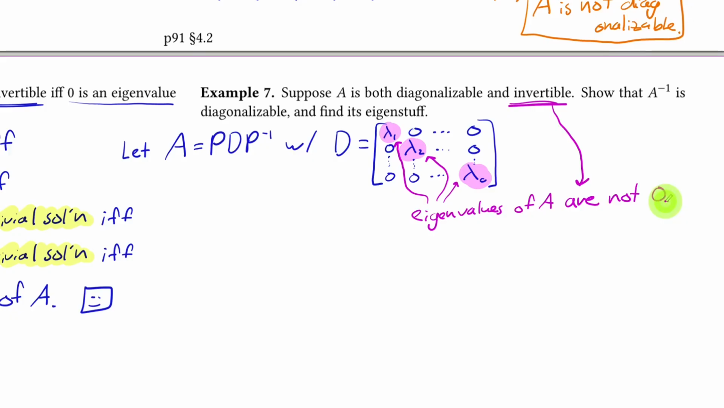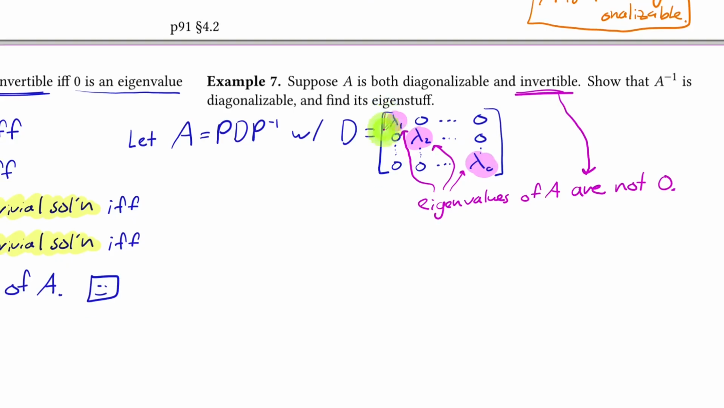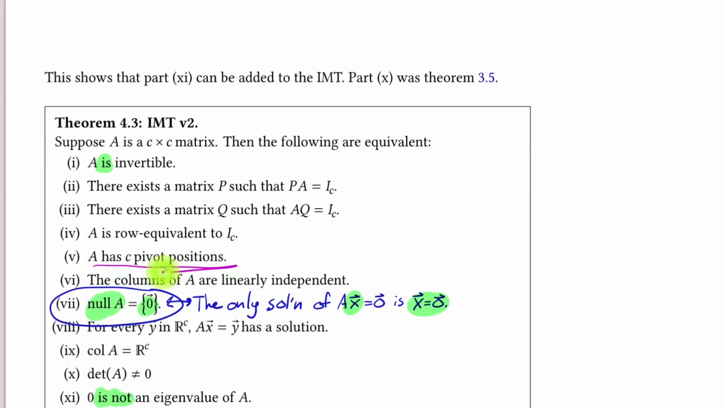And if none of them are 0, that means all of them have reciprocals. Like you could do 1 divided by any of these eigenvalues, and you're not dividing by 0. So that's a big hint for what D inverse is. First of all, we can tell that D is invertible because it's already in echelon form, since none of these diagonal entries are 0. So it's in echelon form and all of the diagonal entries are pivot positions. So D is invertible. It has n pivot positions.